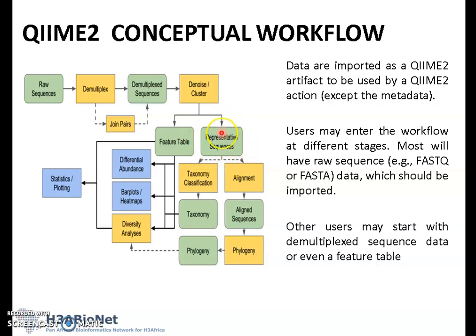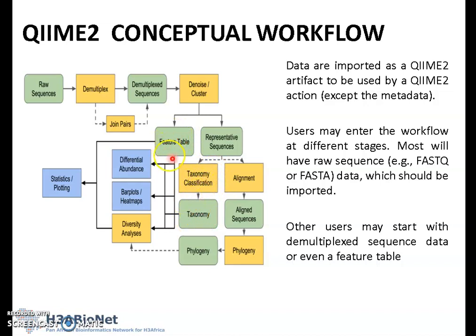So from the representative sequences, then you can do the alignment. When you align sequences, there is a tool for alignment, then you get the aligned sequences. Then from the aligned sequences, you get the phylogenetic tree. Again, from the representative sequences, you do the taxonomical classification. There is a tool for taxonomical classification. Then you will get the taxonomy of all the sequences that are present in your dataset.